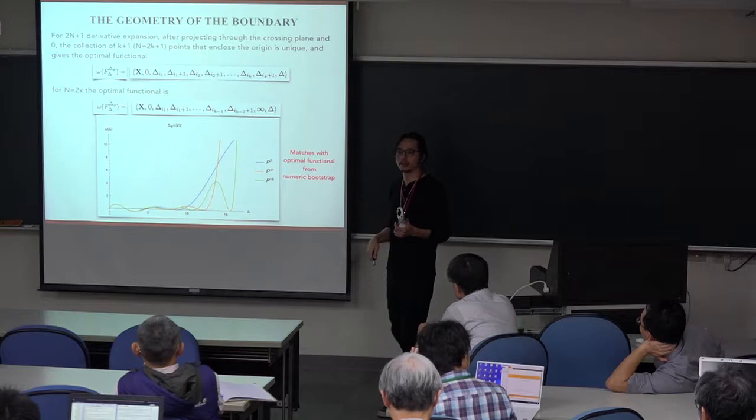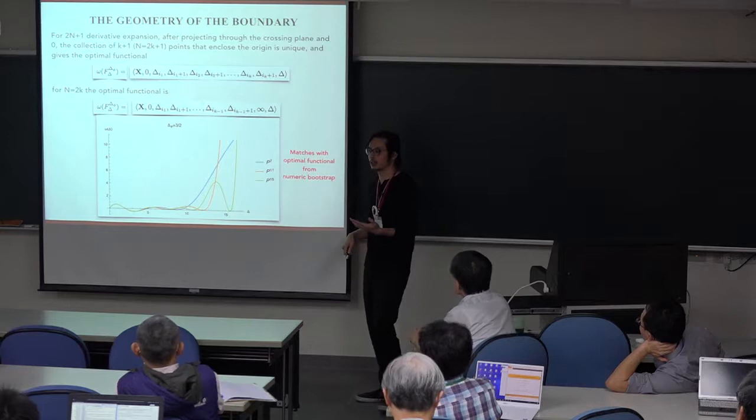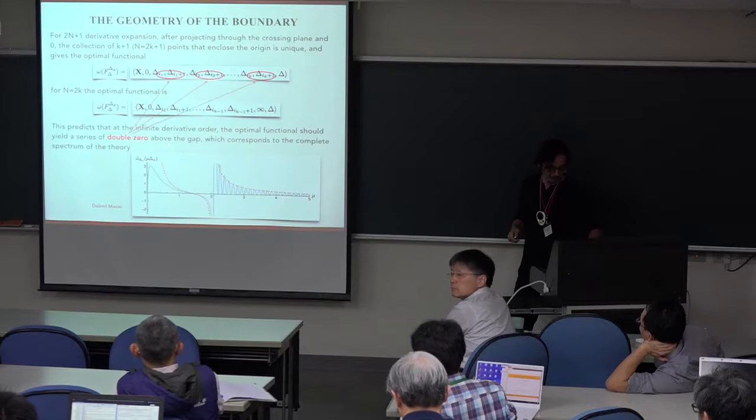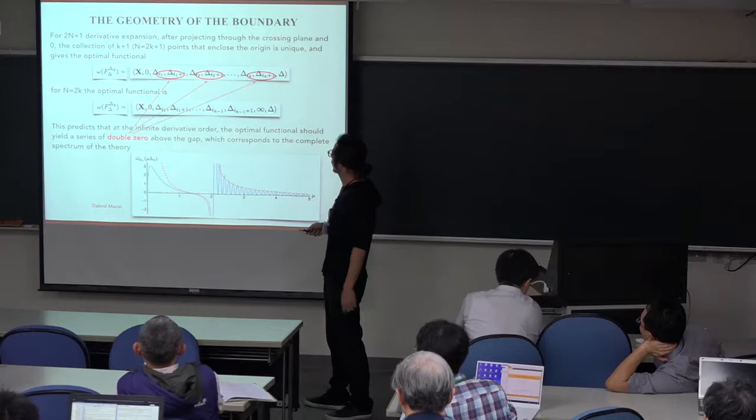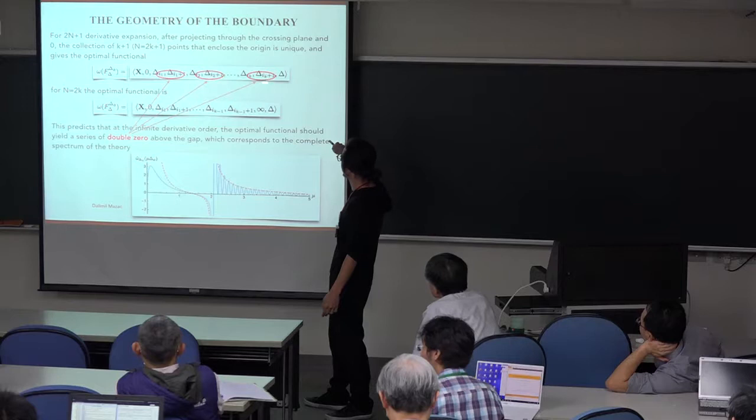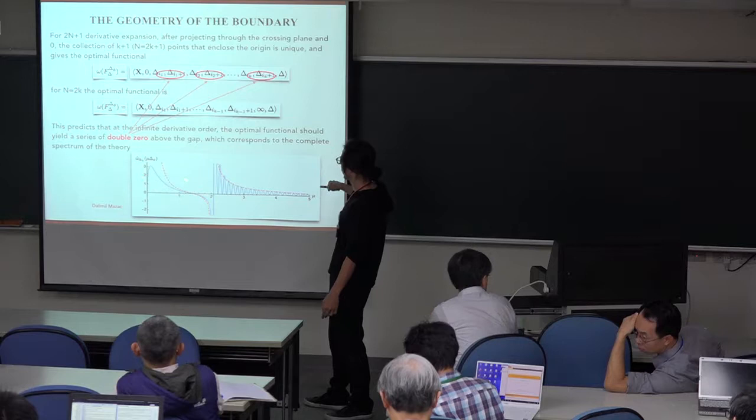Okay. In other words, the numerical bootstrap program that gave you the optimal functional, that optimal functional is actually the result of a special Carathéodory condition on the vertices of your problem. Moreover, you can push this even higher. You can now start to understand what this optimal functional is trying to give you when you push to infinite derivative orders, because all the optimal functionals come in pairs. That means there are double zeros here. So an infinite derivative order optimal functional will look something like this, with all of these double zeros.